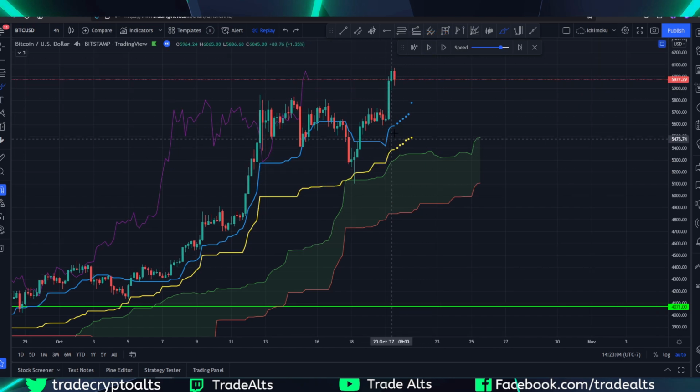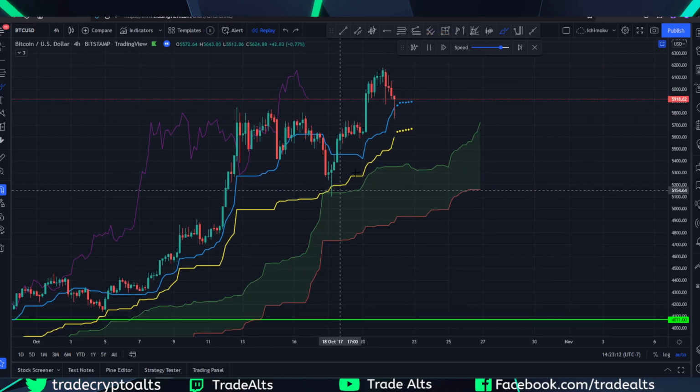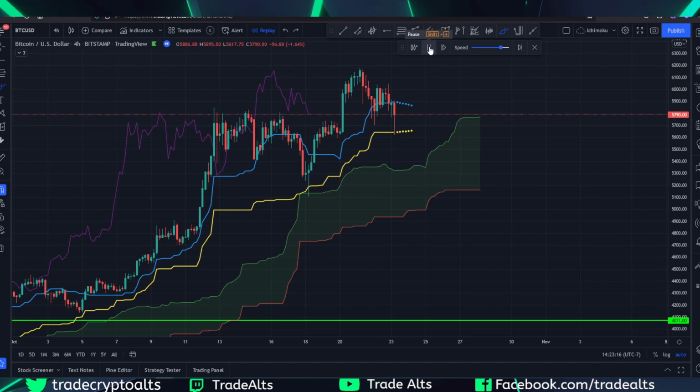And there you go. So you saw the angulation again, everything's starting to move higher to the upside. That's a good sign. So one test here, one test here. Both Kijun tests were very excellent opportunities, I would say.